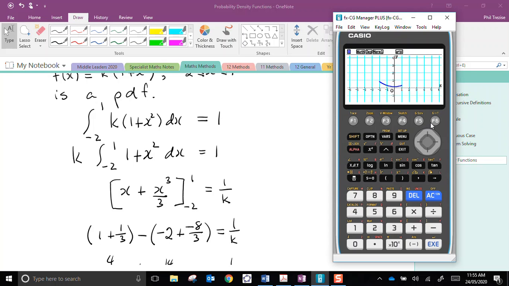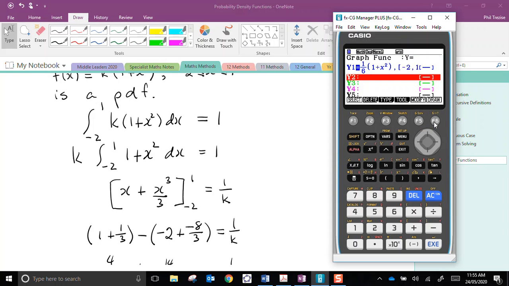Now how will we check? Well, it's clearly positive, we can see that. But how will we check that in fact we've got an appropriate area? Oops, sorry. Didn't mean to do that.